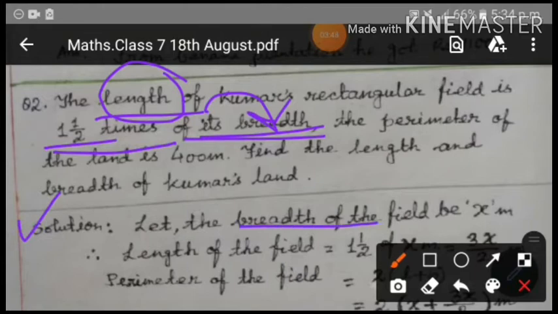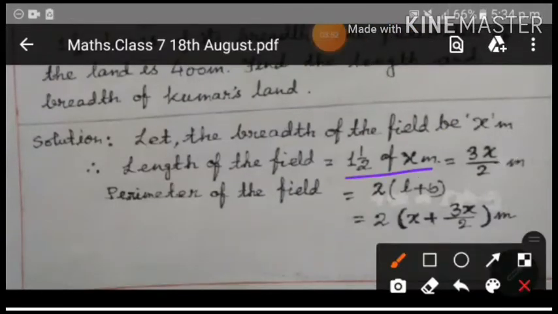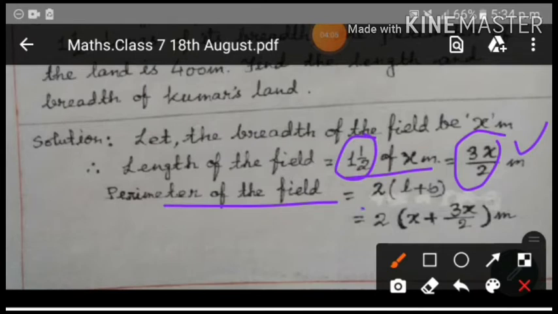Here we take the breadth of the rectangular field to be x meters. So the length will be 1.5 times x. 1.5 is a mixed fraction, and if we convert it into an improper fraction, we get 3x by 2 meters. So perimeter of the field equals 2 into length plus breadth, where length is 3x by 2 and breadth is x.